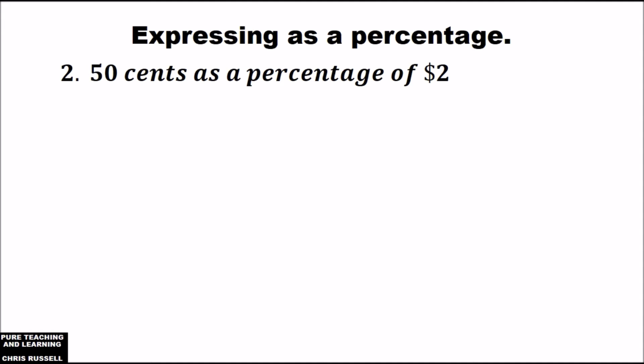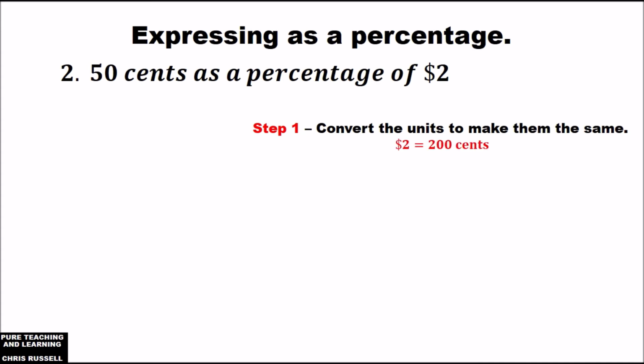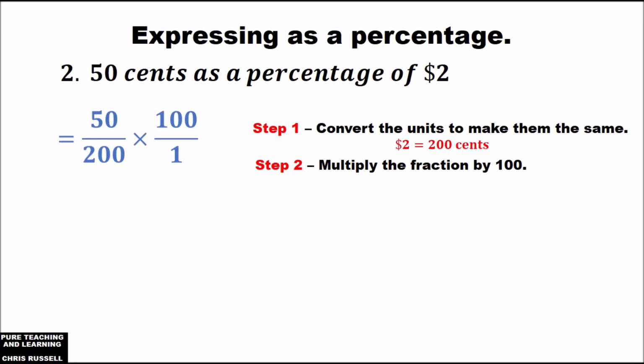50 cents as a percentage of $2. Now the first thing that might come to you is that they are both different units. So step 1, convert the units to make them the same. Now we know that $1 is equivalent to 100 cents. So therefore $2 would be 200 cents. Step 2, multiply the fraction that we have to create now by 100. So now that all the units are in cents, we can go 50 over 200 multiplied by 100 over 1.